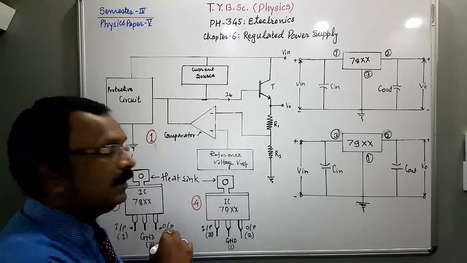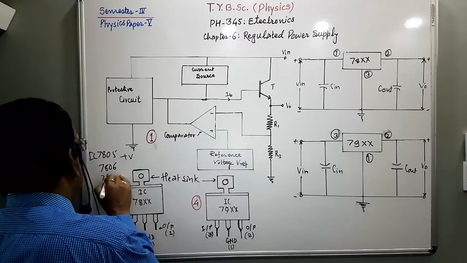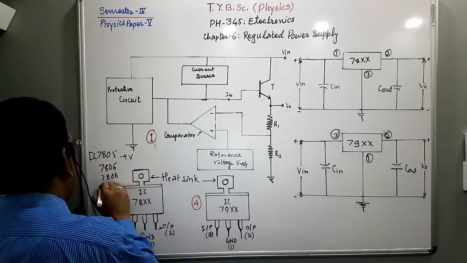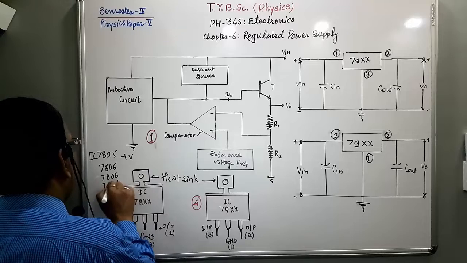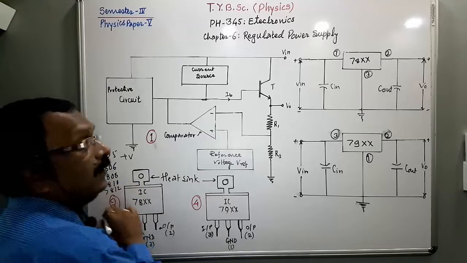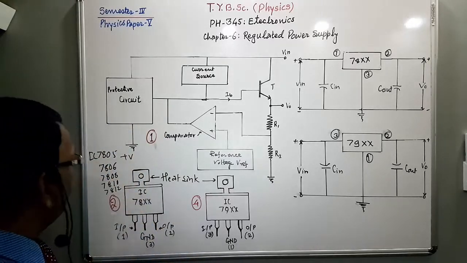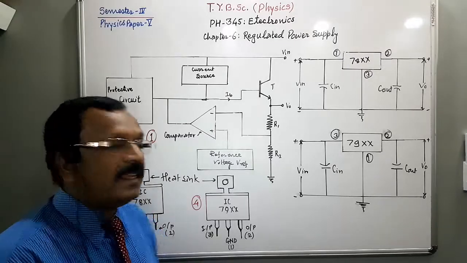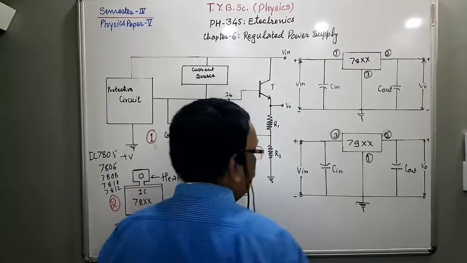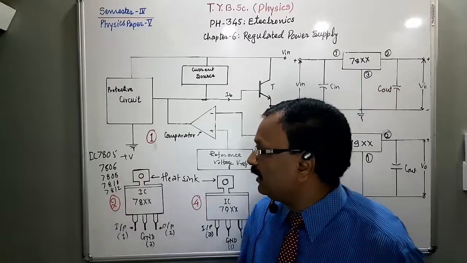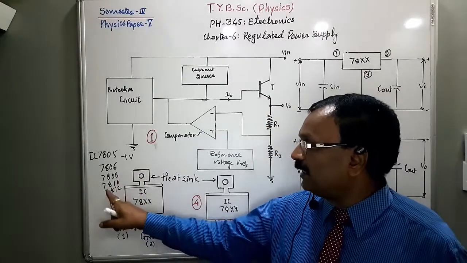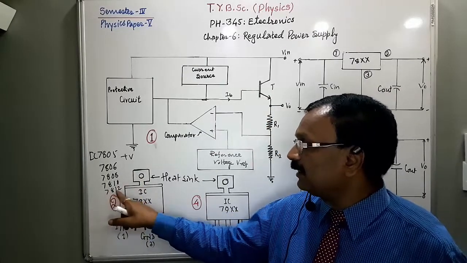Then 7806, 7808, 7810, 7812. This is the 78 series: IC 7805, IC 7806, IC 7808, IC 7810, IC 7812.